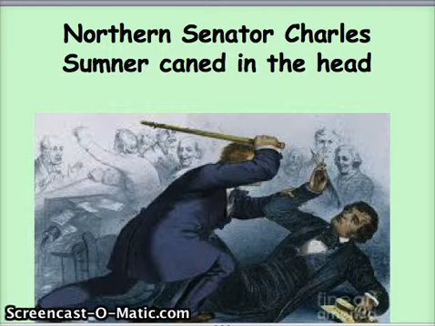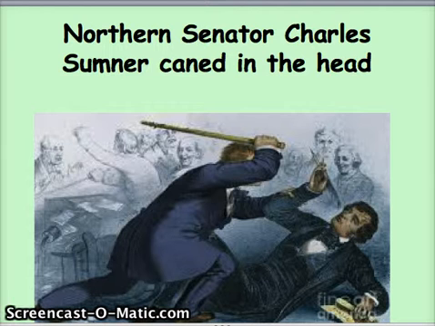In Congress, things get a little bit out of hand. Senator Charles Sumner of Massachusetts insults a South Carolina senator, and he's caned in the face by one of the senator's relatives.